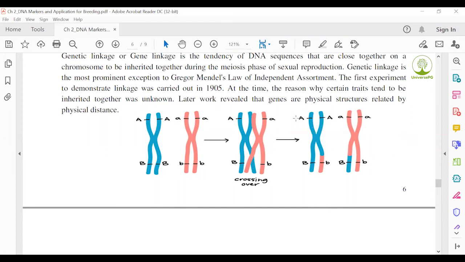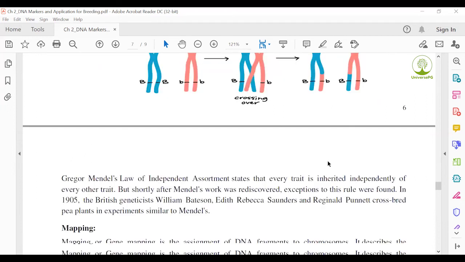So you see capital A is in the same chromosome and small a allele is in another chromosome, but the B allele, capital B or dominant character, is exchanged with the recessive allele, therefore exchange of the genetic information from one chromosome to another chromosome. This process is called crossing over and also called genetic recombination.